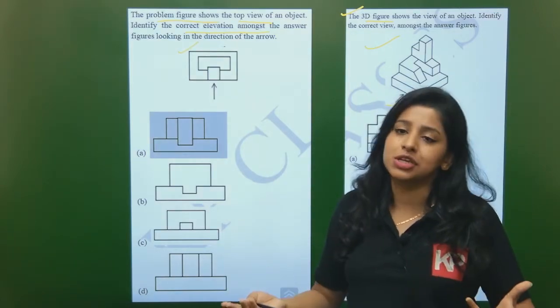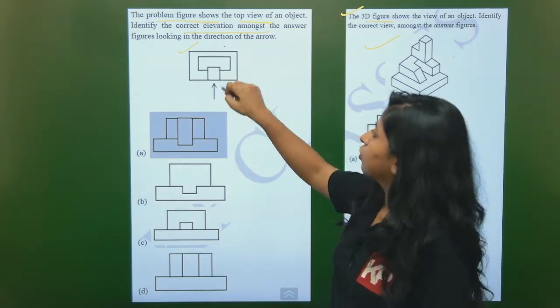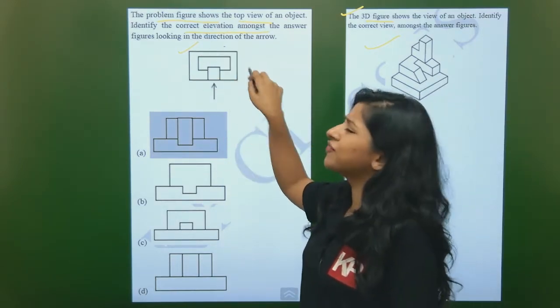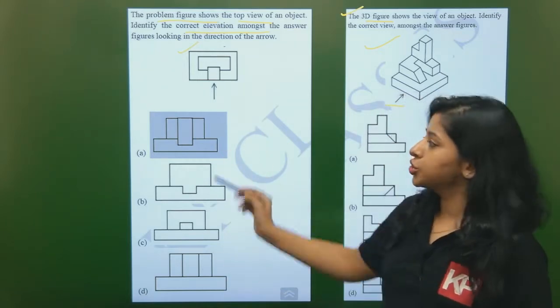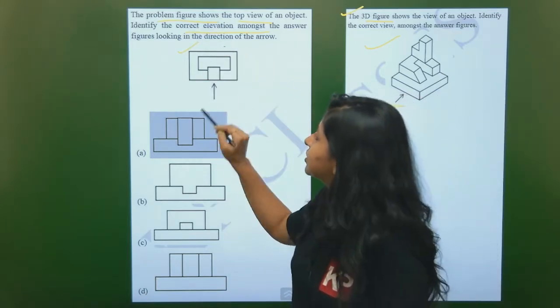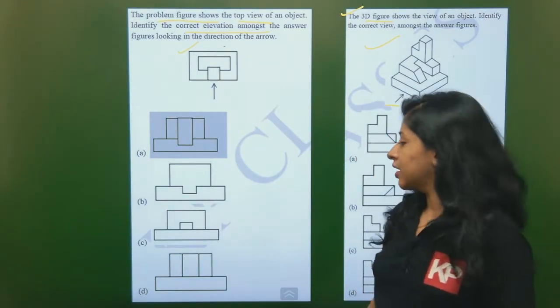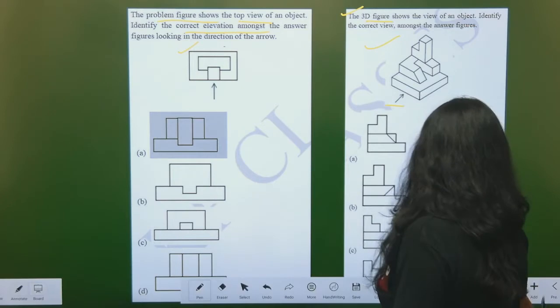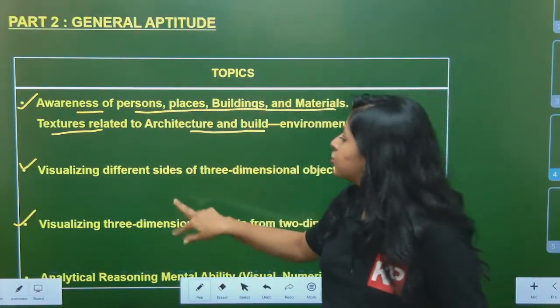So a plan, or a top view, is given. Top view is basically your plan. They are telling you how a building or any figure looks from the top, and they're asking you how it will appear from the front. You have four options. You have to visualize it in your mind, and based on that select the right choice. So these are the kind of questions asked in these two types of topics.